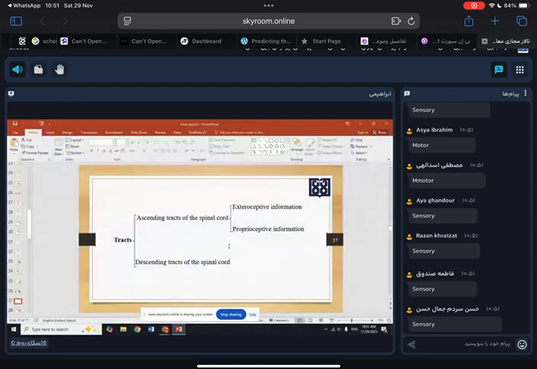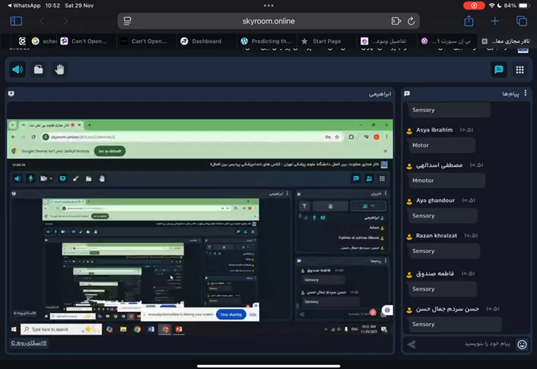We came back. And also we have two terms, exteroceptive information and proprioceptive information. What are the differences between them? Exteroceptive information and proprioceptive information. What is the difference?